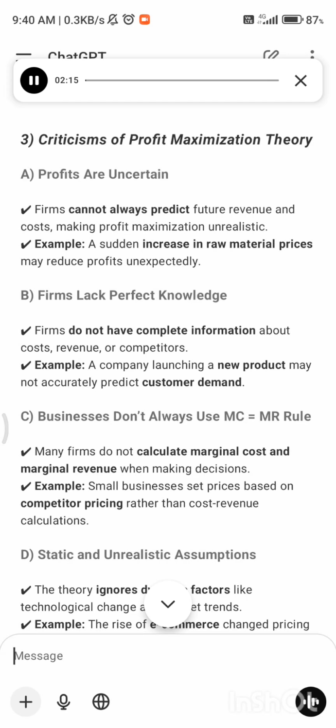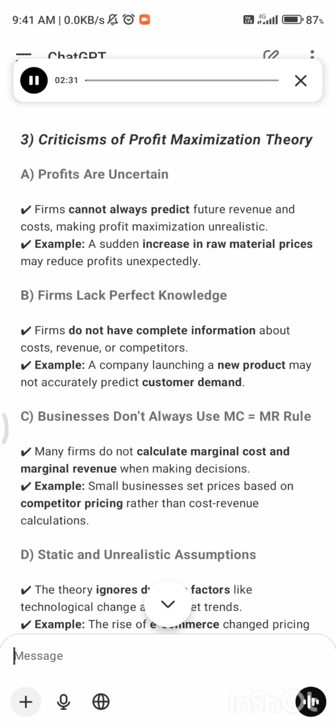C. Businesses don't always use the MC equals MR rule. Many firms do not calculate marginal cost and marginal revenue when making decisions. Example: small businesses set prices based on competitor pricing rather than cost-revenue calculations.